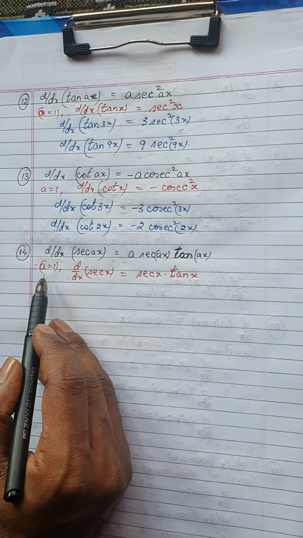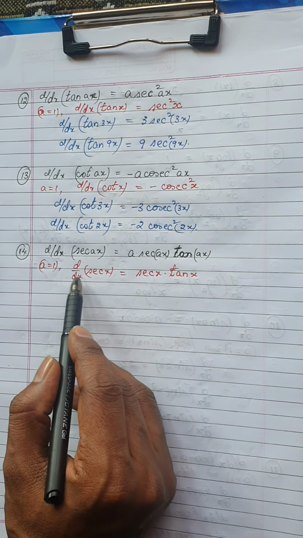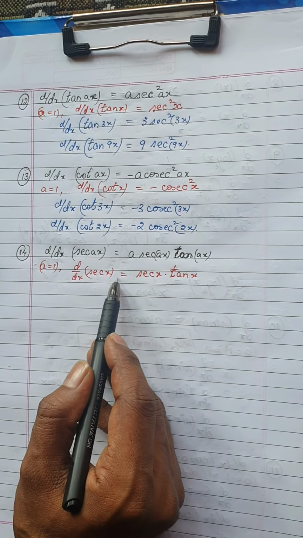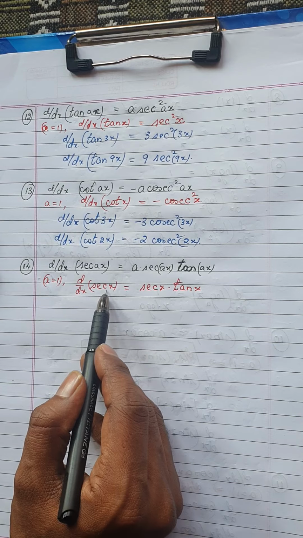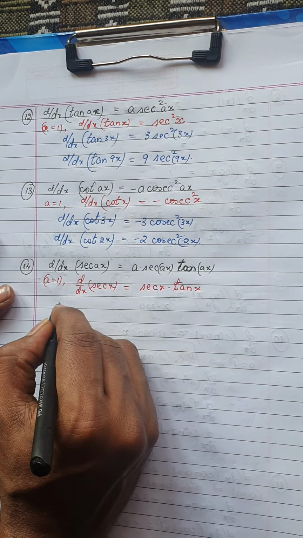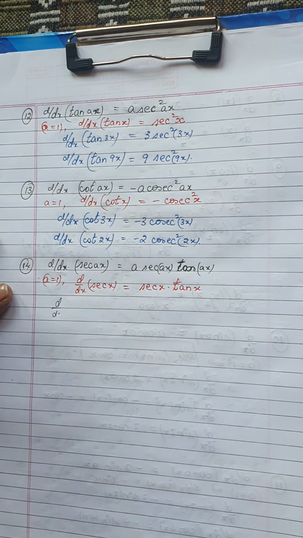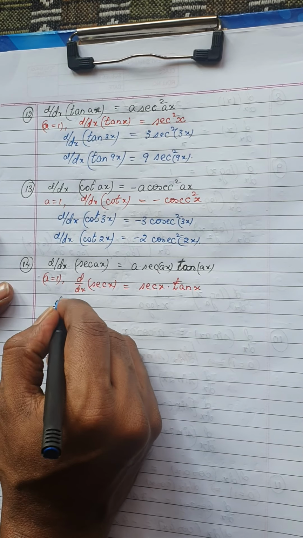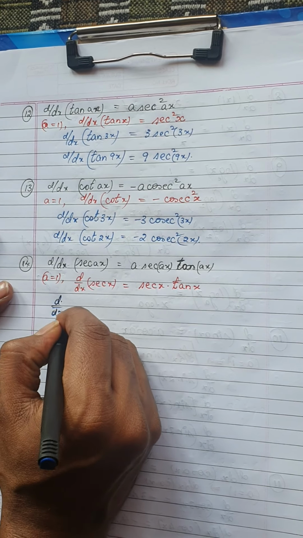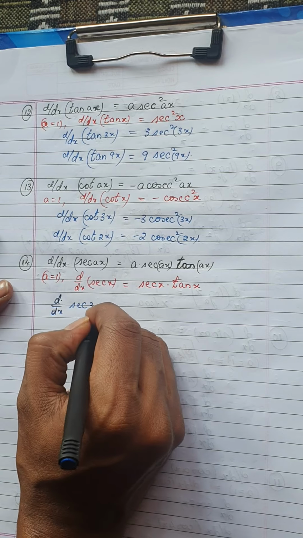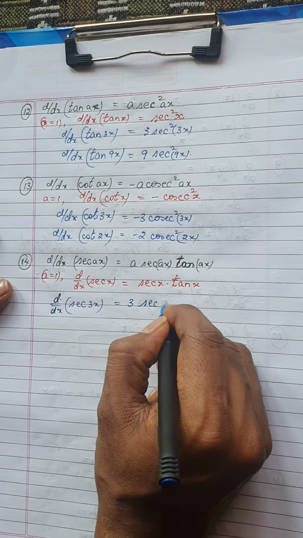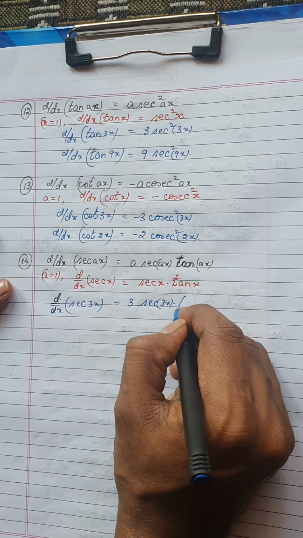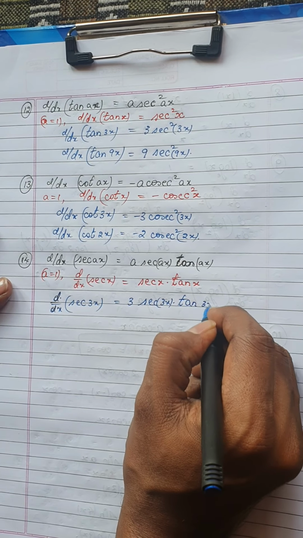So if you just put a is equal to 1, we get the basic formula. Derivative of secant is nothing but secant x into tan x. Remember, derivative of secant x is secant into tan x. So if you want to find out some other constant, if it is d by dx of, let me say, secant 3x, this is nothing but 3 into secant 3x into tan 3x.